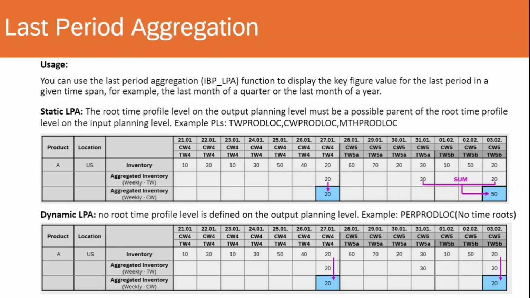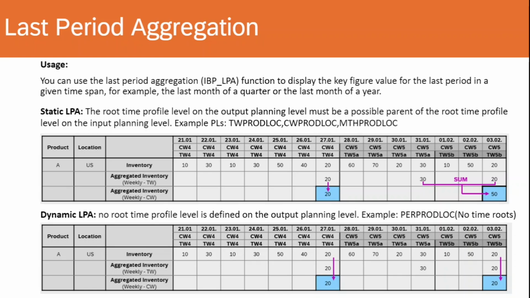For example, when we display data of an inventory key figure at a calendar week level, the inventory on the last day of a calendar week should be displayed in your IBP Excel add-in, the planning view, right? Likewise, the last month of a quarter would be displayed at a quarter level, okay?